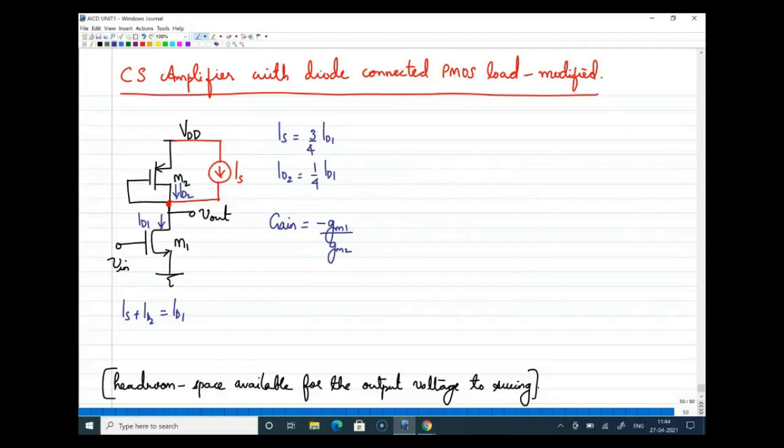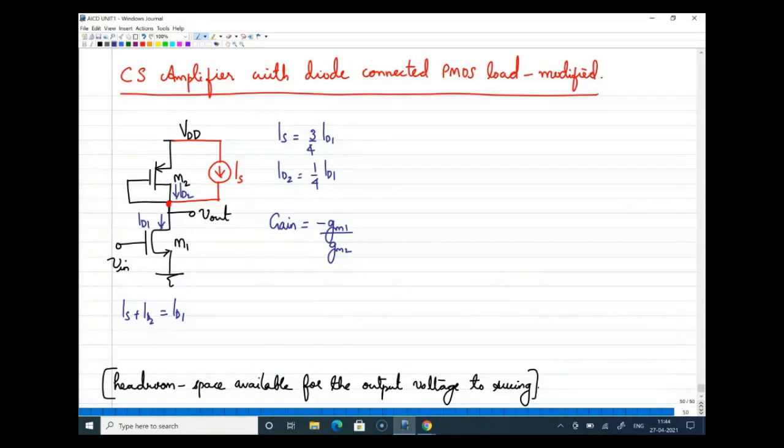So now, for others who are wondering what about this IS? IS is an ideal current source that I have added. So there is no resistance across. No, it is not like no resistance. The resistance across an ideal current source is equal to infinity. So finally, your gain expression will be minus GM1 divided by GM2.